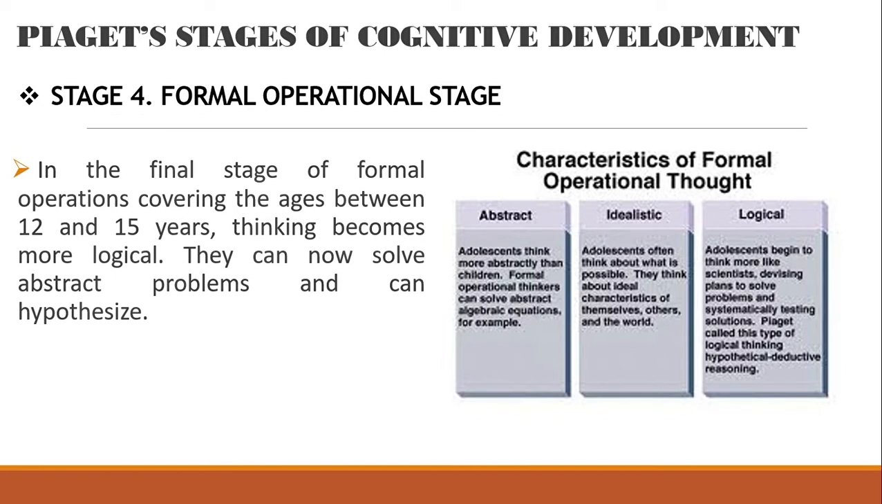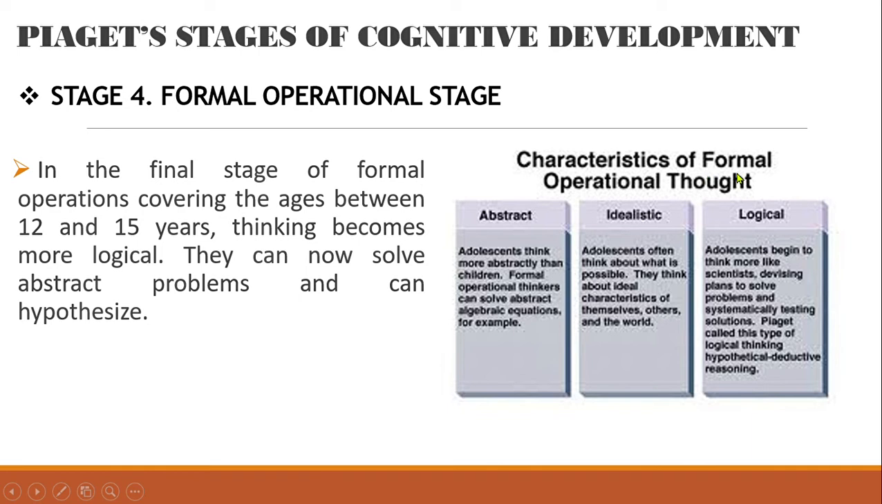So the fourth stage is the formal operational stage. In the final stage of formal operations, covering the ages from 12 to 15, most probably high school. Yes, high school age. So thinking becomes more logical. They can now solve abstract problems and can hypothesize.